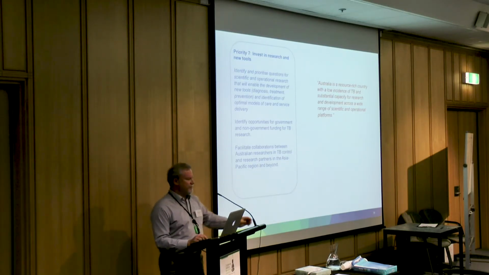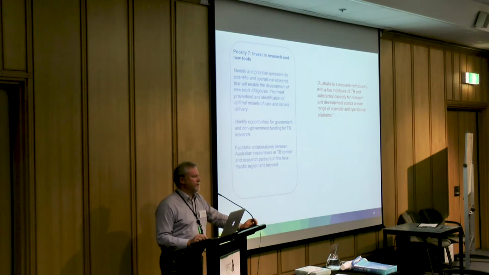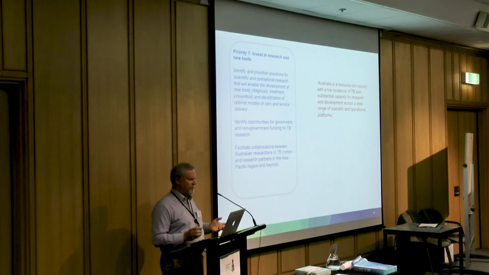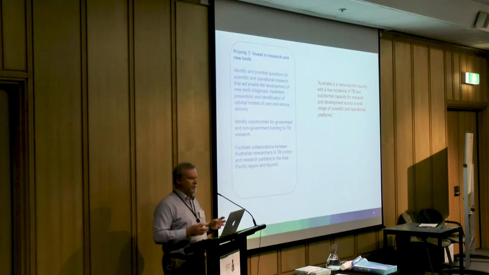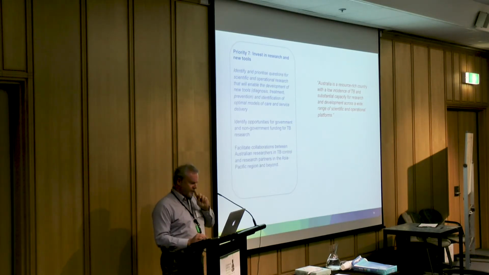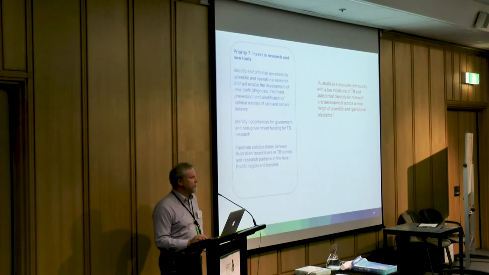Priority 7 is to invest in research and new tools, and this was the subject of my talk last year at CRE. It is largely statements that I think everyone can easily agree with, to identify and prioritise questions for scientific and operational research, looking at the development and implementation of new tools, not only physical new tools but also models of care and service delivery, trying to identify funding opportunities and facilitate collaborations between Australian researchers and researchers in our area. We're a resource-rich country, and one area where we can really contribute is in this field.